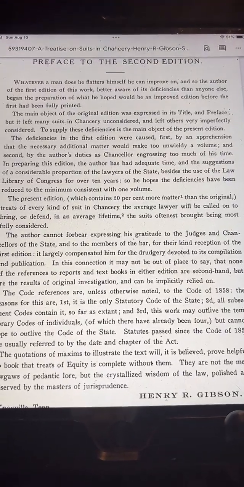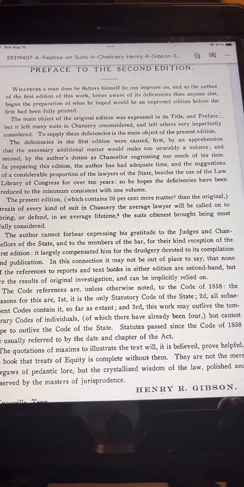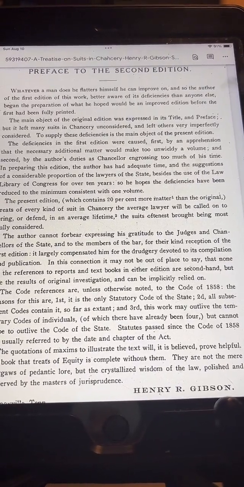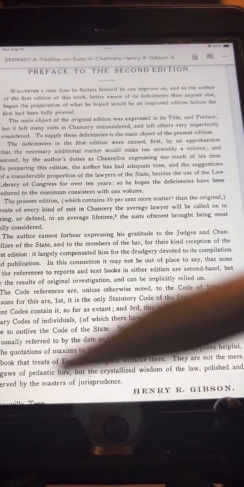So, why do you need the name of the previous book if you're... See, this is where you're going to mess up, okay?